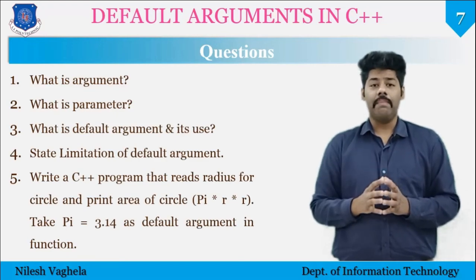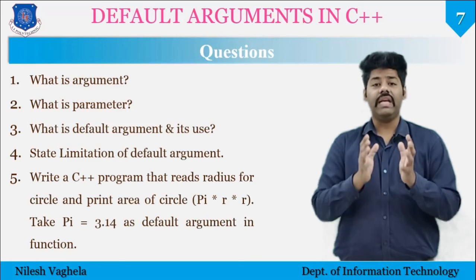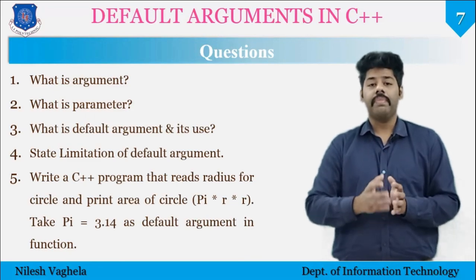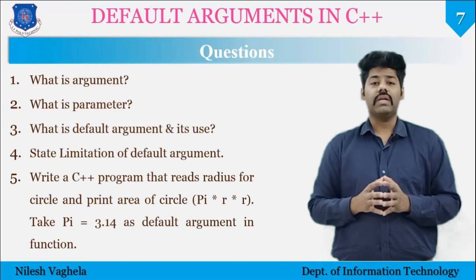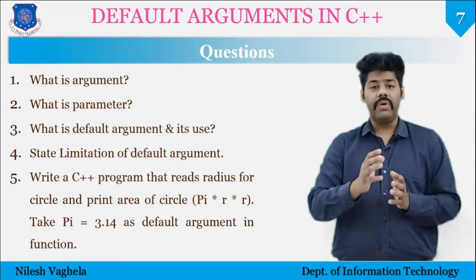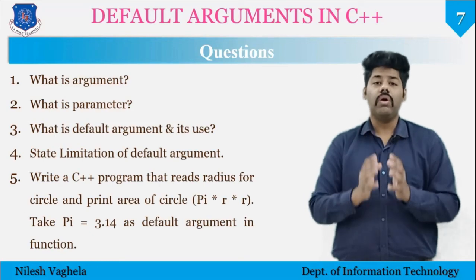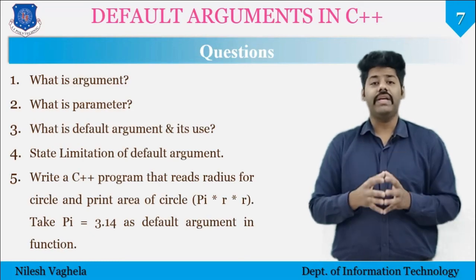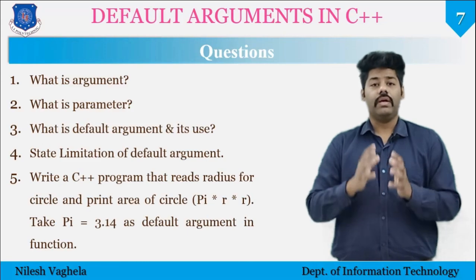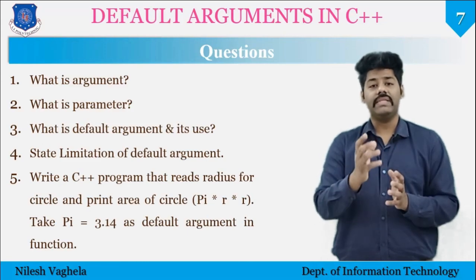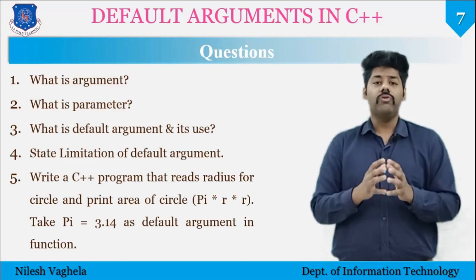I am giving you an example where you will have to find the area of the circle, right? The equation of the area of the circle is pi r square. So 3.14 multiplied by r, right? The user will only enter r, the radius, and you should take 3.14, the value of pi, as a default argument. Try to do this program.